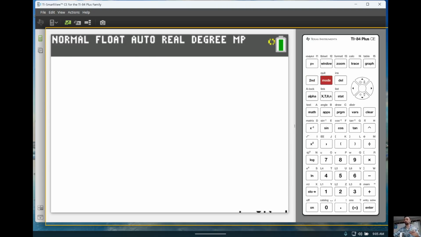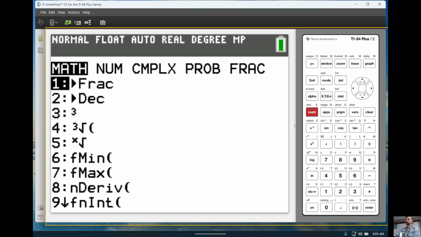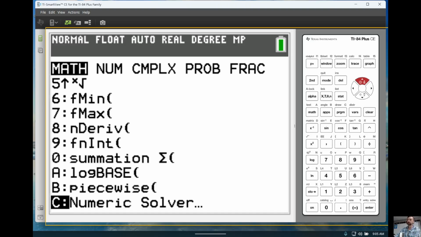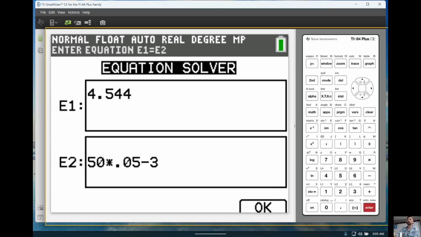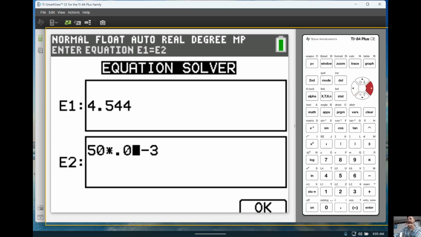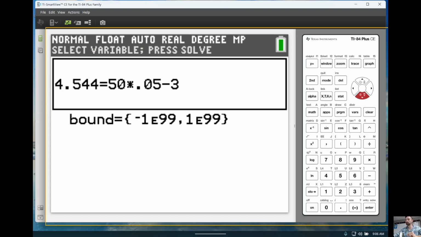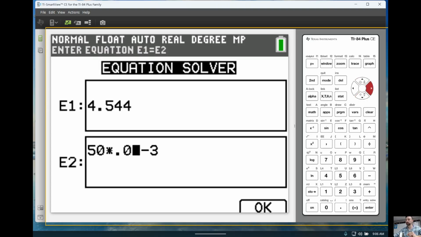So, another way to get your calculator to solve some complex equations like that, no one's expecting you to solve that by hand, but with a calculator you should be able to do it. So, I'll introduce you to, if you go to math and go to the bottom, there's a thing called numeric solver. In numeric solver, you can put one side of an equation in for E1, and then the other side of the equation in for E2. So that's what I was going to do and come back and show you.